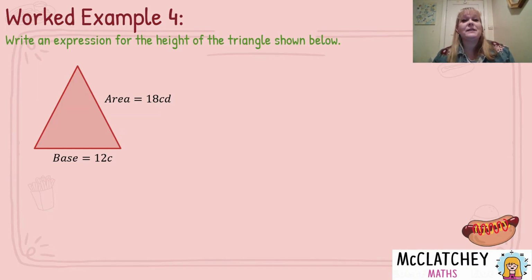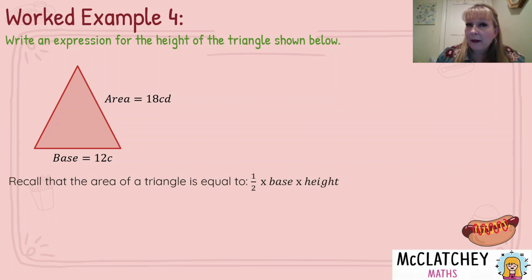And our last example today is a worded example. We're writing an expression for the height of the triangle shown below. Now, we've got the area, it's equal to 18cd, and the base is equal to 12c. So we've got to find that perpendicular height that runs through the middle of the triangle.